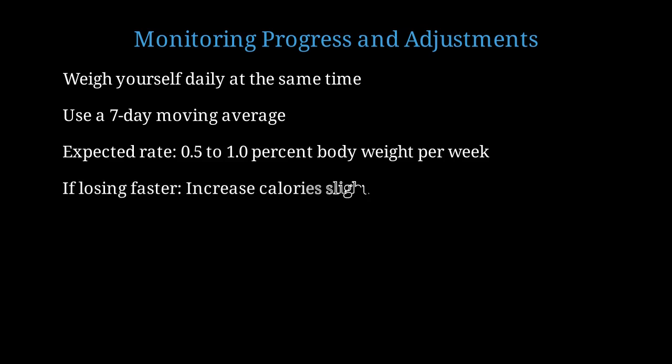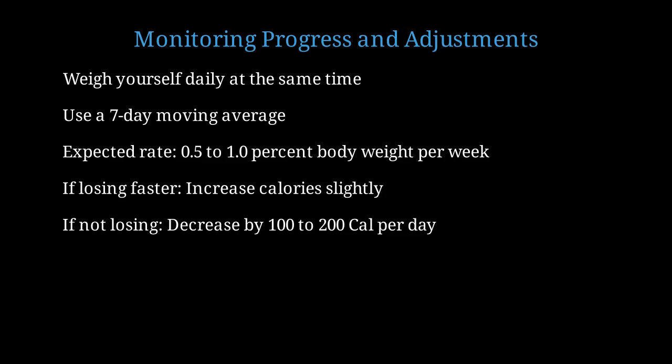If you're losing weight faster than this, increase calories slightly to preserve muscle mass. If you're not losing weight, decrease intake by 100 to 200 calories per day. Your metabolism may have adapted. Reassess your plan every 2 to 4 weeks and adjust based on your results.